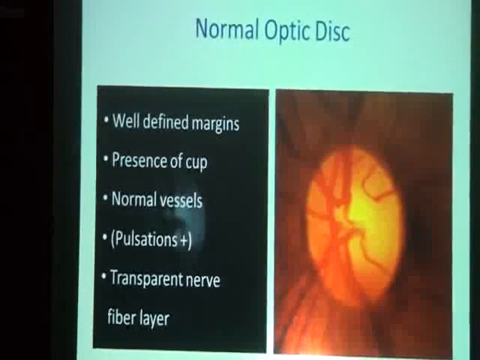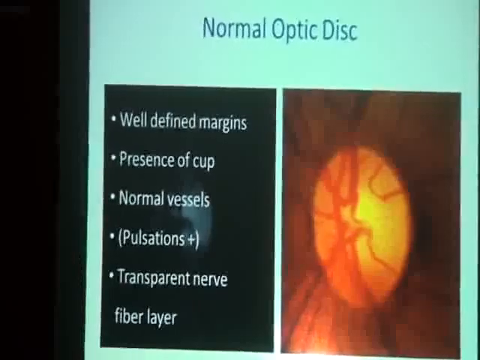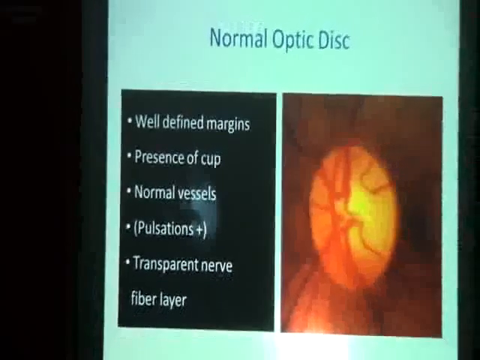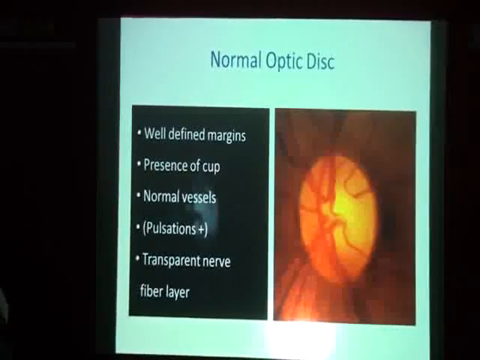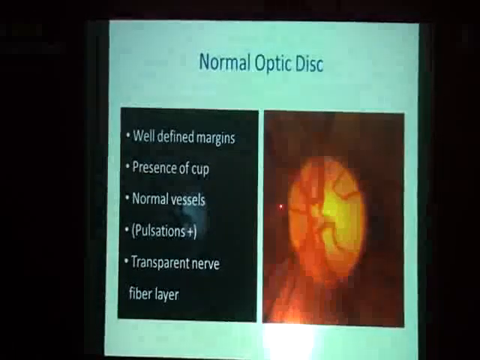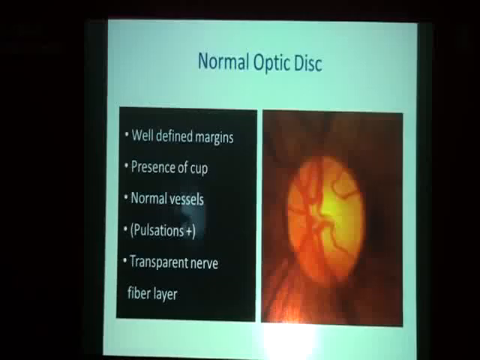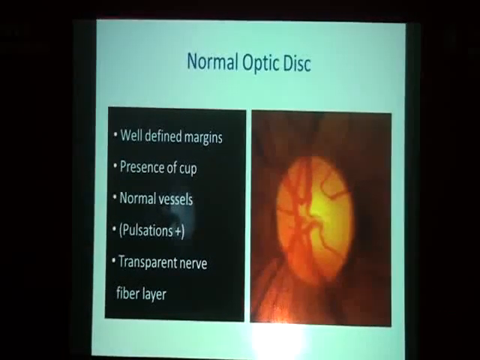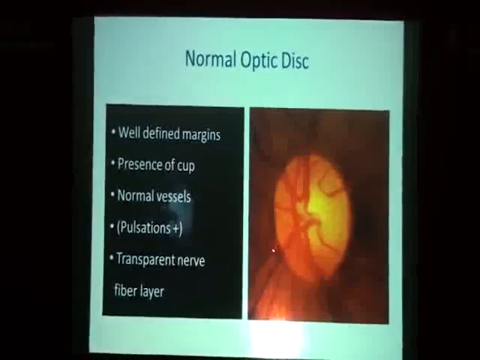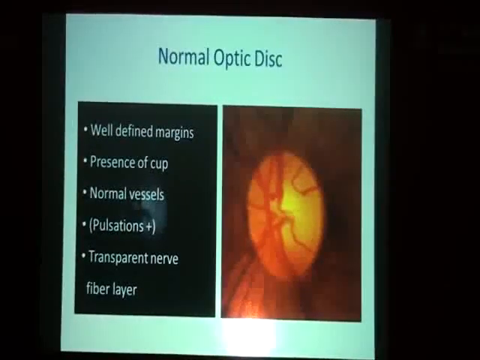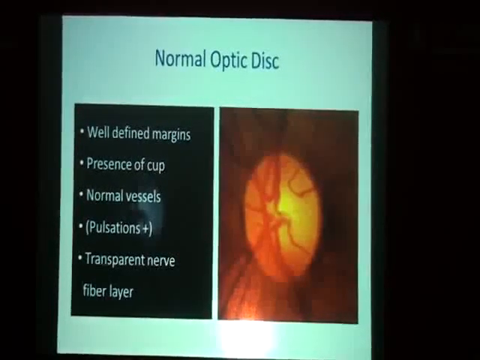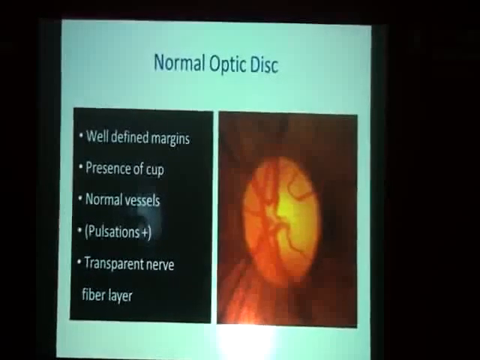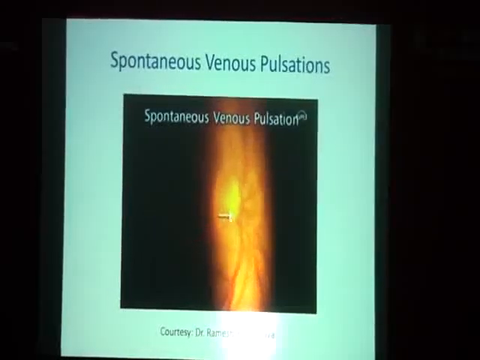At the outset, let me emphasize what a normal optic disc is. A normal optic disc has well-defined margins. It has a healthy neuroretinal rim, and importantly, the nerve fiber layer is transparent. The nerve fiber layer is transparent, and in the majority of normal individuals, one can see the vessels like this.